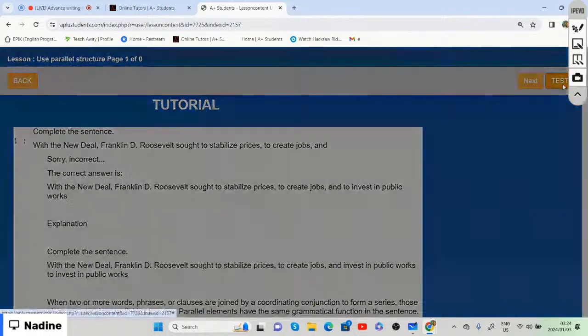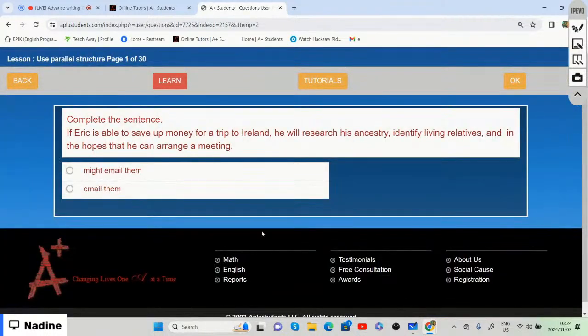All right. So now we're going to our test. We need to complete this sentence. It says, if Eric is able to save money for a trip to Ireland, he will research his ancestry, identify living relatives, and in the hopes that he can arrange a meeting.